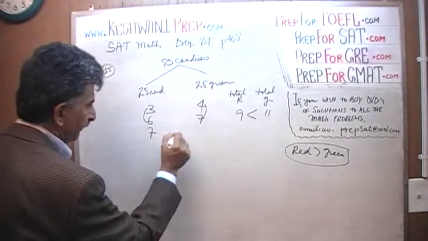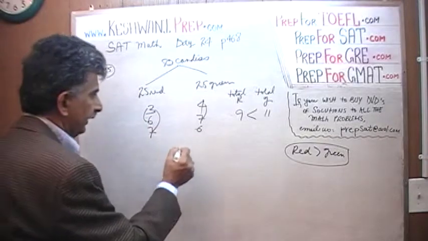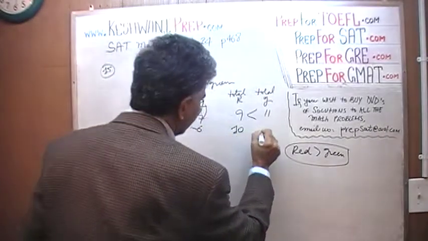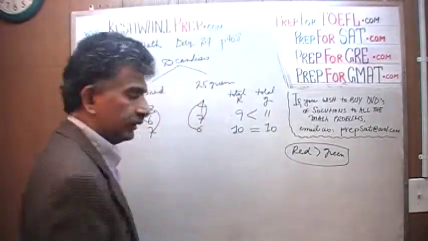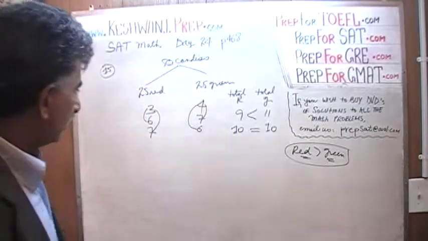Let's have 7 of these and 6 of these. Let's see what happens. 7 plus 3 is 10, and 4 plus 6 would be 10 also. So here they are equal. We want red to be more than green. Let's try one more time. It can't be that bad.